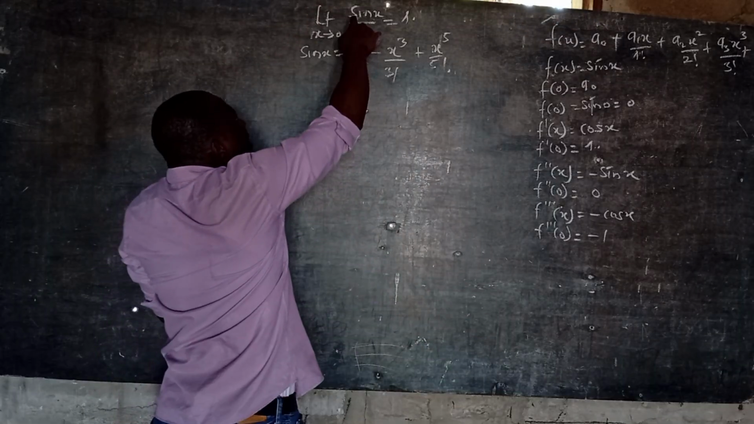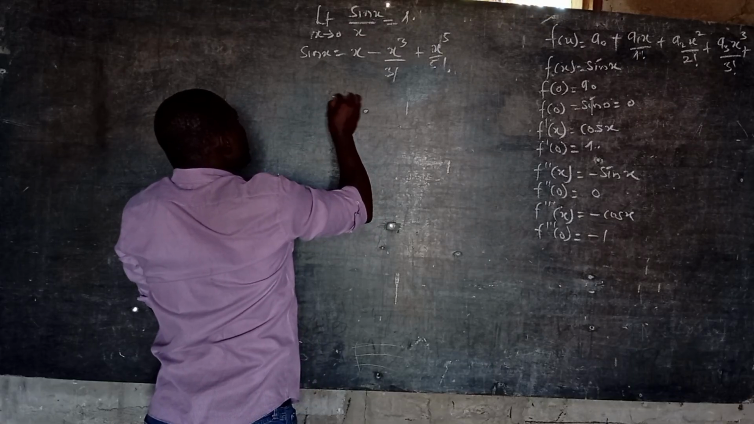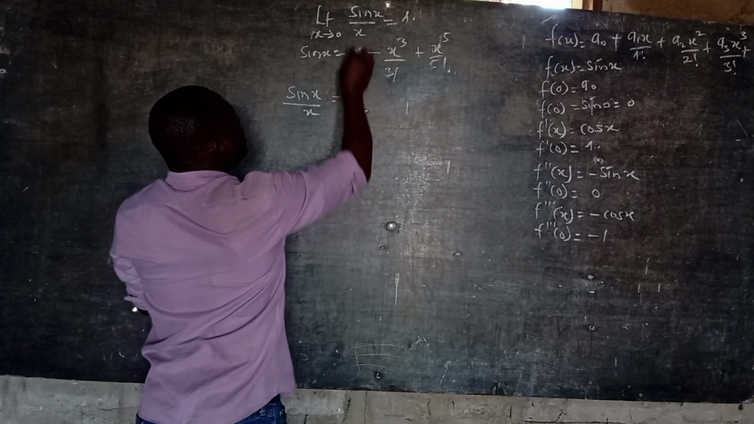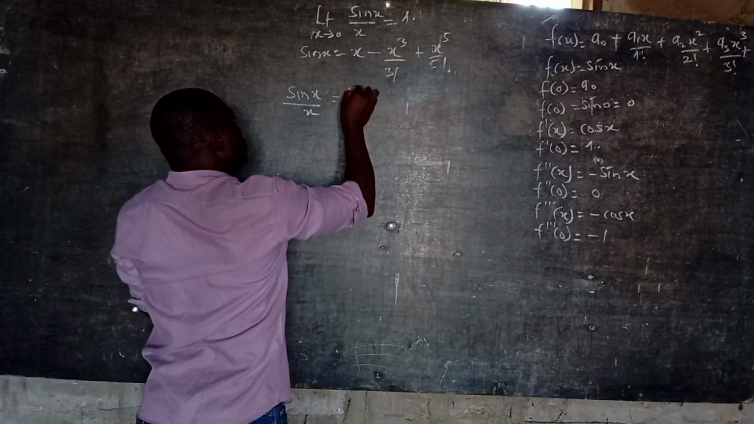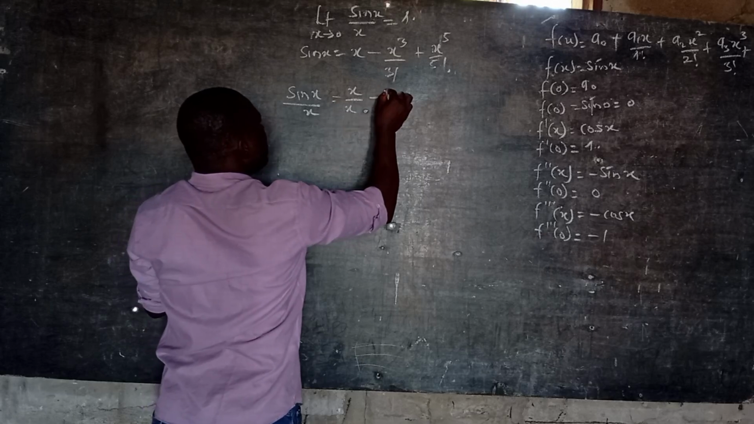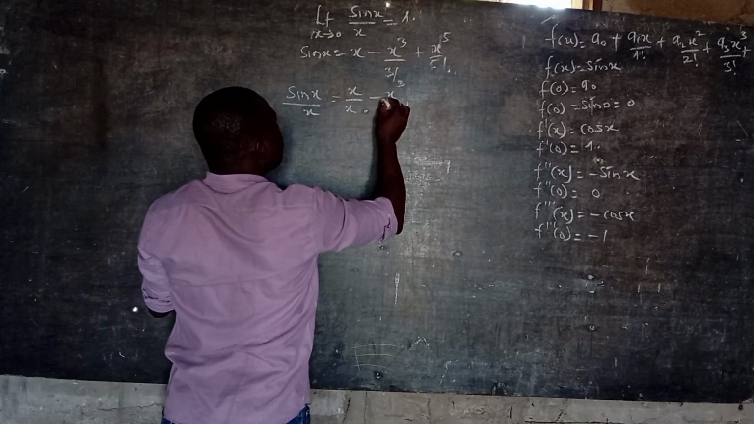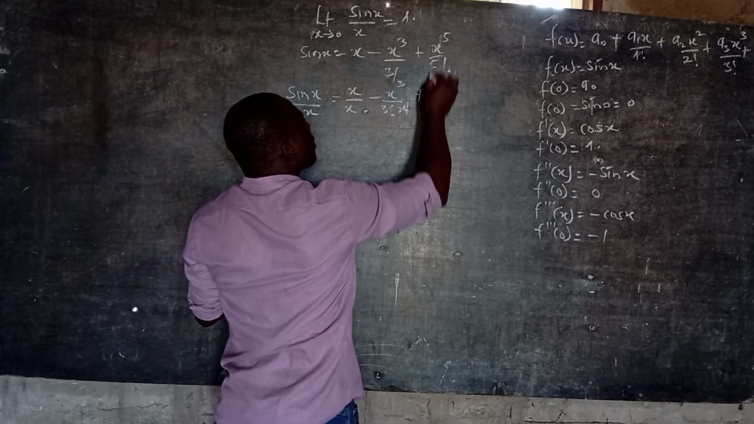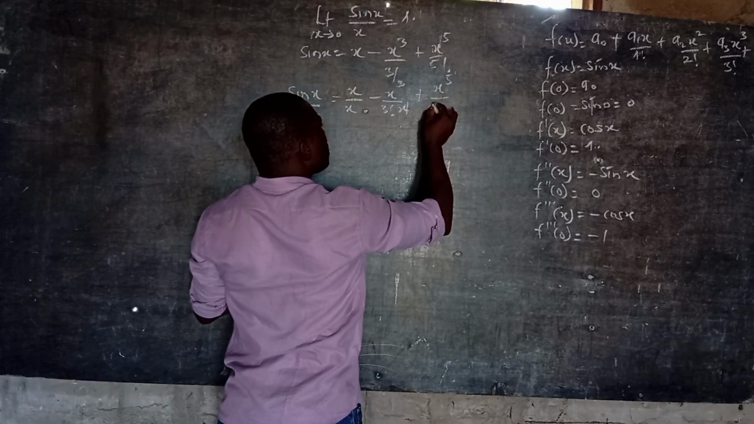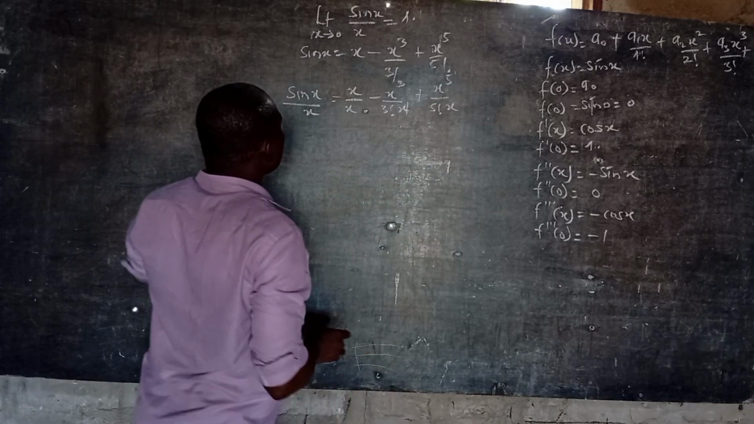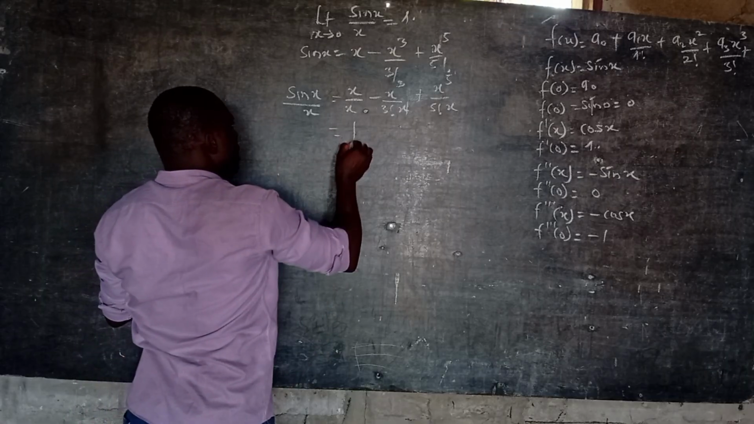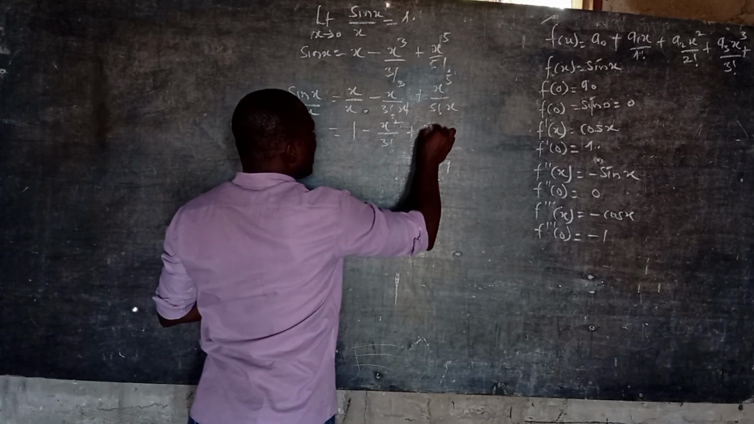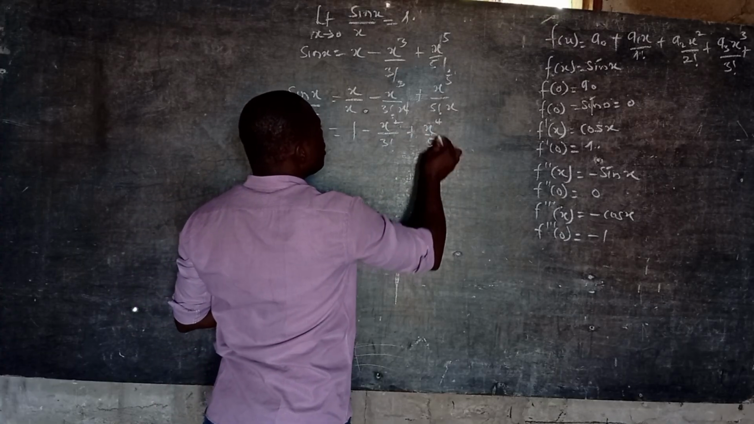So what we need to do here is sine x divided by x. It means that I will say one of the terms is x over x, minus x cubed over 3 factorial, plus x raised to power 5 over 5 factorial, all divided by x. Now, what will be left here is just 1, then minus x squared over 3 factorial, plus x raised to power 4 over 5 factorial. So that will continue here.